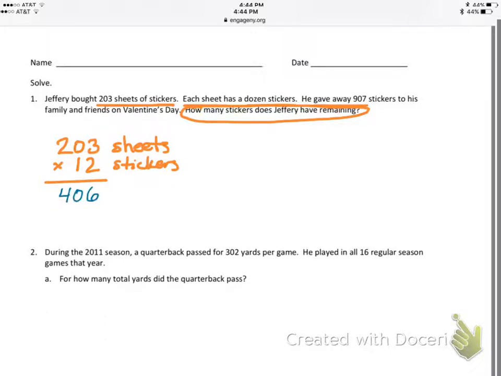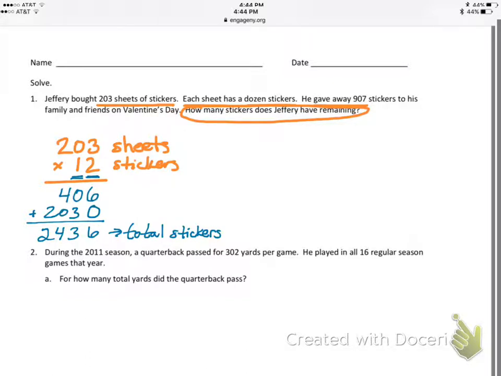Okay, so first of all, I multiplied the 2 times the 203 and got 406. Now I'm going to multiply the 10 by 203, and since I'm going to be in the tens, I'll put a 0 in the ones place. And then I multiply the rest by 203. And I have 2030. If I add those two partial products together, the total number of stickers is 2,436. So that tells me how many stickers he had to start with.